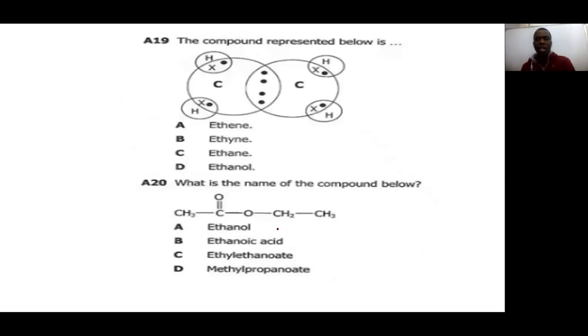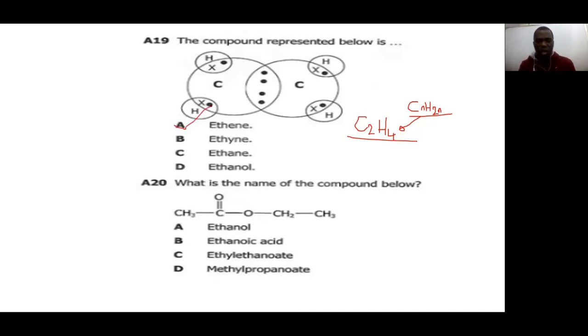Okay, we go to question 19. The compound represented below is, so you just check it out. We've got carbon here and carbon here, so definitely that is a C2. Then we've got hydrogen here, 1, 2, 3, 4, so we've got H4. You can recognize this because it corresponds to the general formula CnH2n. Because it has got 2, 2 means A. So this is the general formula for alkenes, meaning this one is ethene. Why? Because if I put a 2 there and a 2 there, it will give me exactly this one. So I know now it's an ethene.